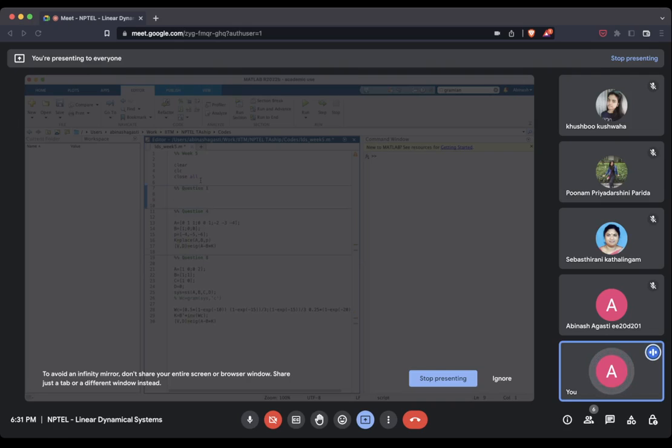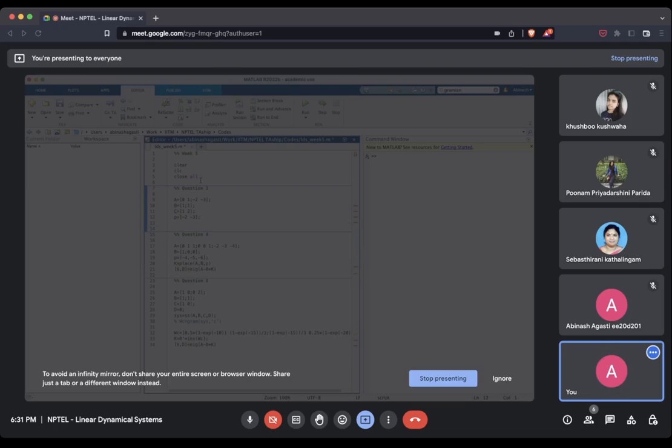So what do we have? A equal to [0, 1; -2, -3], right? Then B equal to [1; 1]. C equal to... note that we don't really need the value of C for placing the poles where we want to. We only need A and B. Now this is where we want to place our poles, -2 and -3.